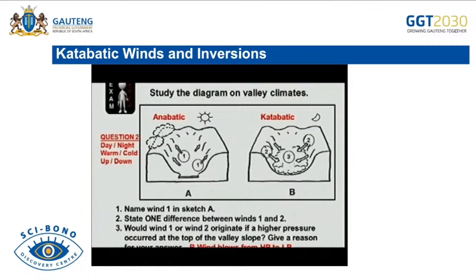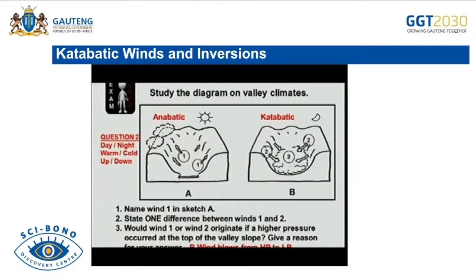Another difference between the two would be that this one, wind blows from the valley upwards, and this one blows down the slope. Okay, so those are the differences between these winds that we've got.